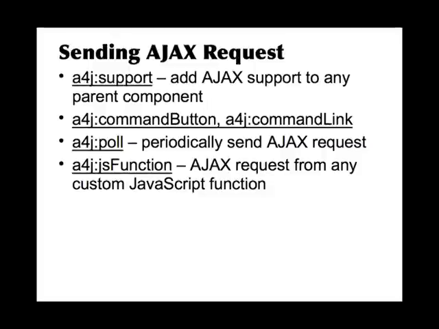Okay. So first we're going to put a component that enables us to send an AJAX request to the server, and also enables us to say which components to re-render. Right? That's basically what we need. So the component is called a4j:commandButton. There is h:commandButton, and there is a4j:commandButton.